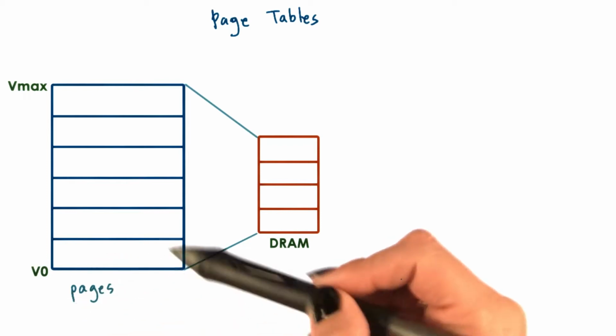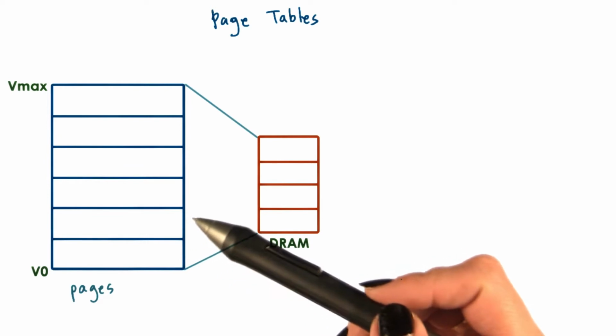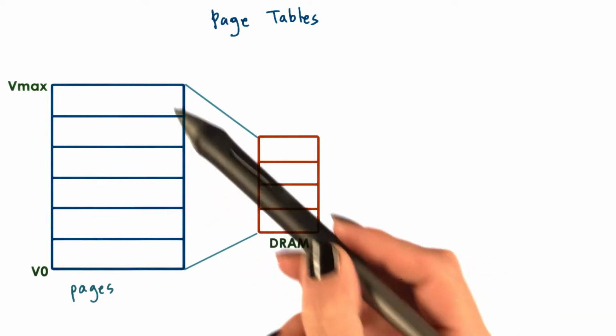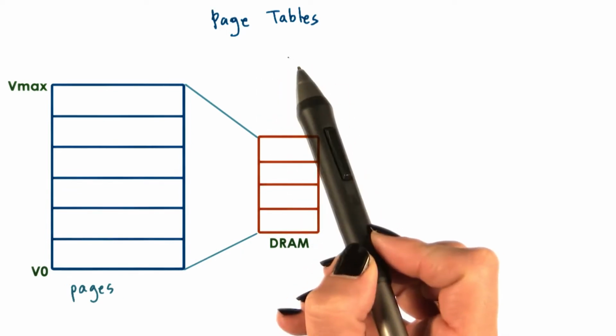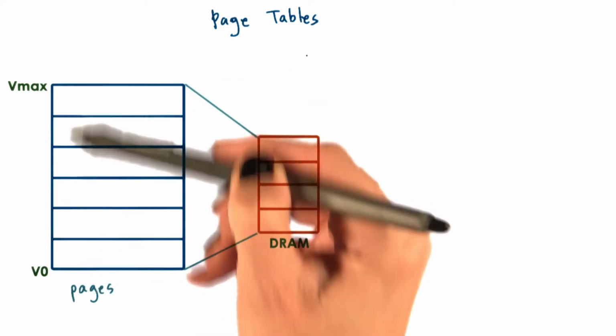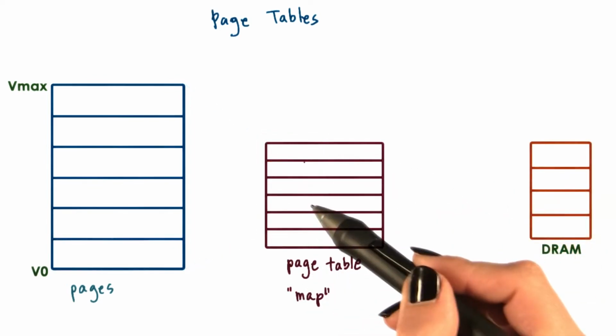As we said, pages are the more popular method for memory management. Now, let's take a look at one of the major components that enables page-based memory management, and that's page tables. That's the component that's used to translate the virtual memory addresses into physical memory addresses. So here is a page table.